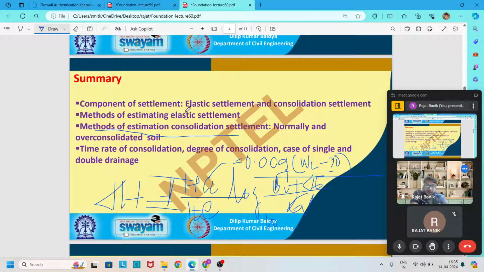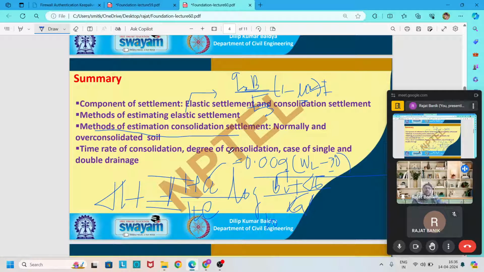And the elastic settlement of the foundation depends on Hooke's law, which is equal to QS times B by ES times (1 minus mu square) times IF. I is the influence factor, mu is the Poisson ratio of the soil, B is the width of the foundation, ES is the modulus of the soil, and QS is the pressure coming from the foundation due to the loading on the foundation.